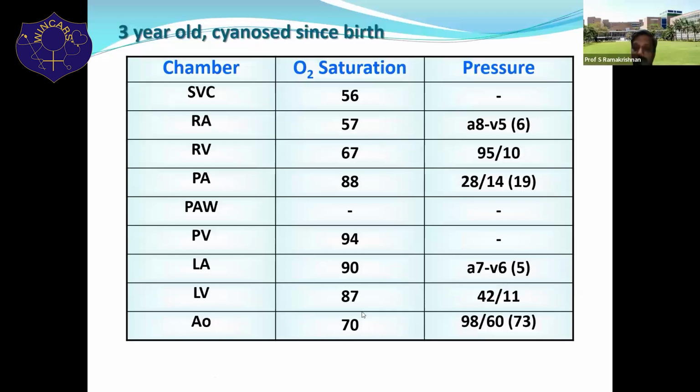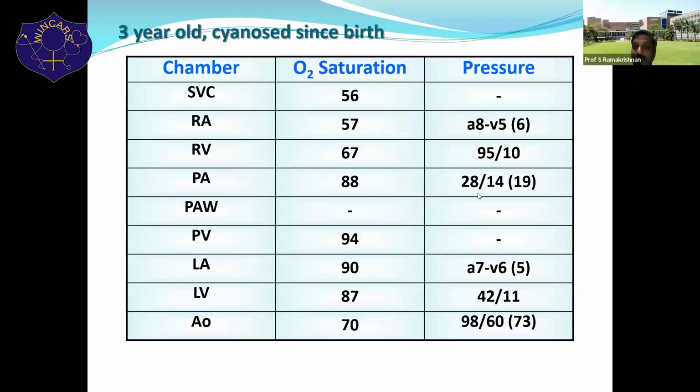First, you start from aorta. Aorta is 70. Then PA is 88. So PA saturation is greater than aorta. This can happen in some transposition-like physiology. Immediately you compare the pressures. RV is 95, aorta is 98.